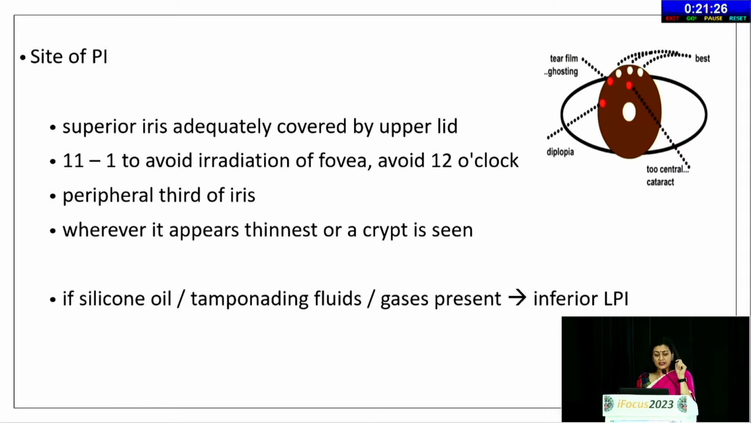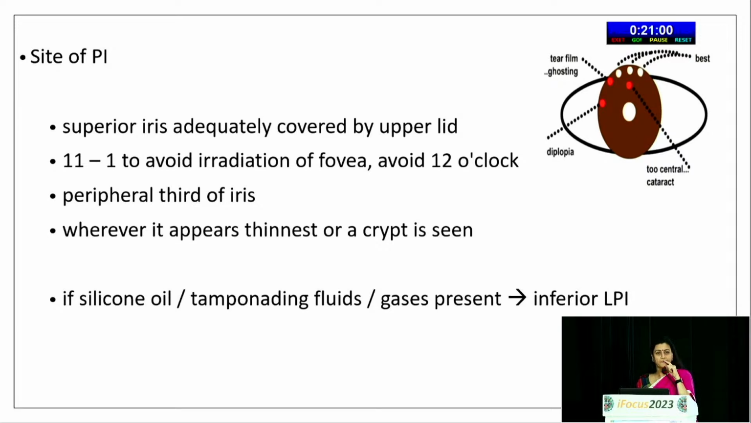What will be your site of PI? It is almost always the superior PI that you do, and you have to see that your iridotomy is adequately covered by the upper lid, at 11 to 1 o'clock, to avoid foveal irradiation so that you don't damage the fovea. Also for this, you can ask the patient to slightly look nasally or temporally and not directly look ahead. Always avoid the 12 o'clock position.